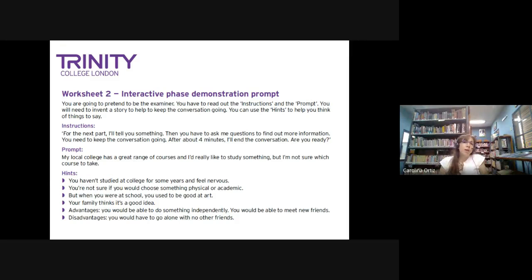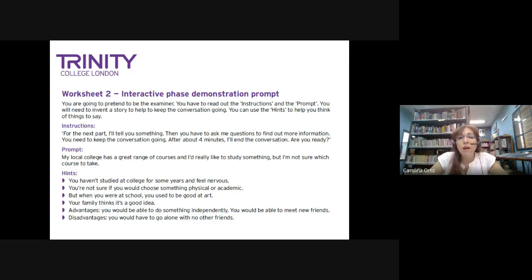So, this is one example of an interactive phase demonstration prompt that you could do in your class. Depending on if you're taking the exam or not, you can still do this in class. It's very useful, and that's why I thought I should share this with you tonight. This is an example that is found on the Trinity website. And of course, at the Institute, we celebrate these types of activities too. Look at this. You are going to pretend to be the examiner, you as the teacher.